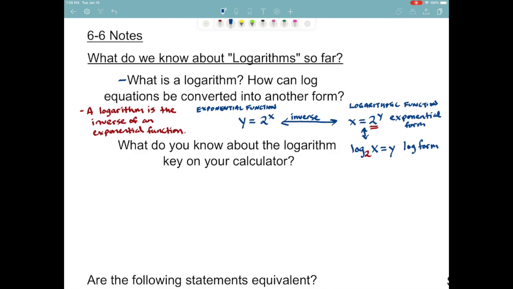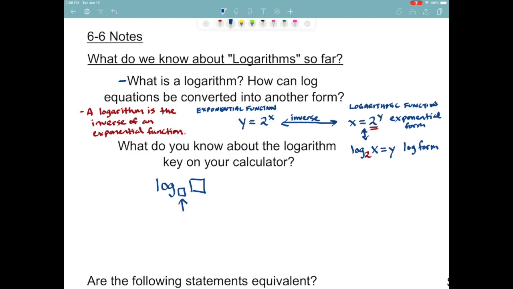Now the second question says, what do you know about the logarithm key on your calculator? Well, on most calculators, or the Inspires that we're using now, when you type in log, it'll give you this little box for you to fill in the base. And then it'll give you another box to write in the value here. If you leave the base box blank, it's always going to assume first that it is 10. So the logarithm keys always start with base 10.